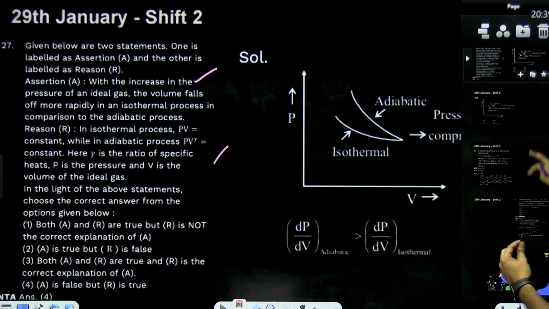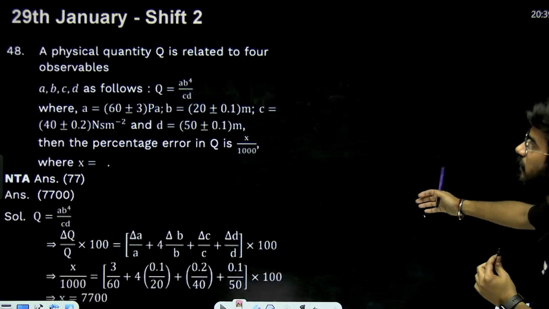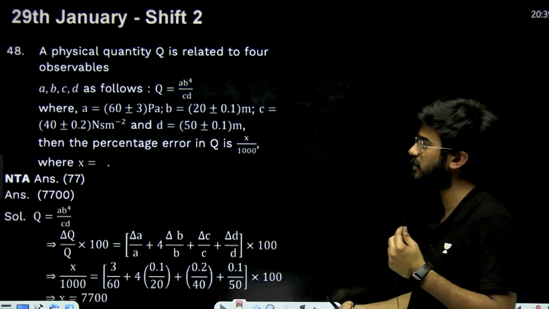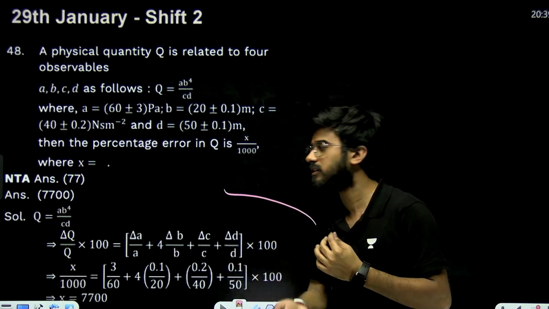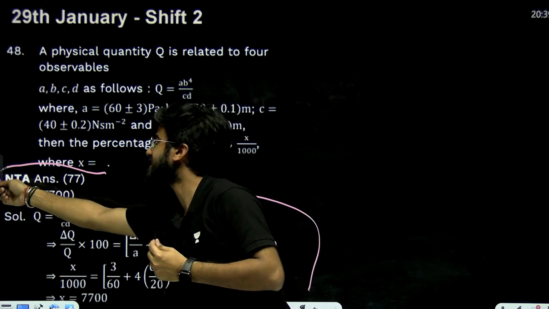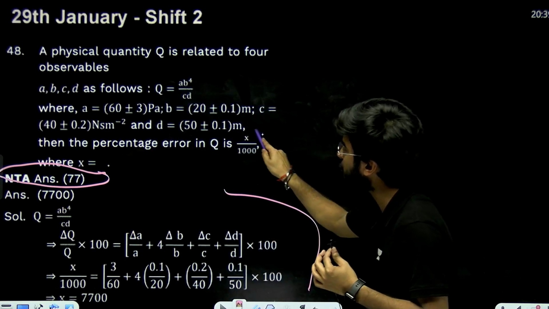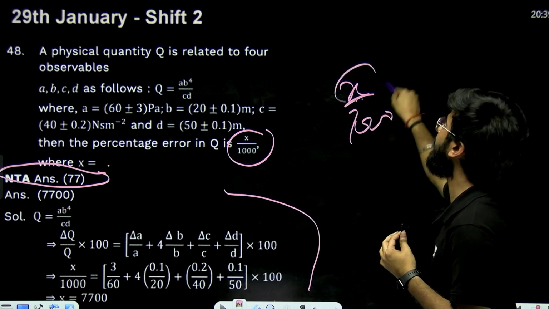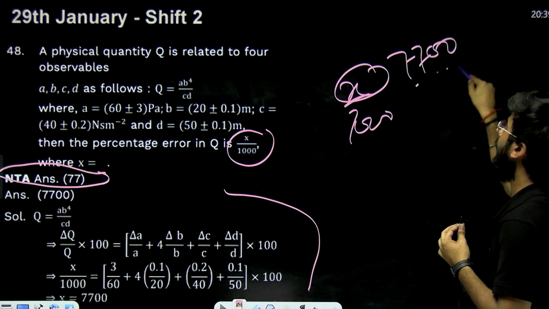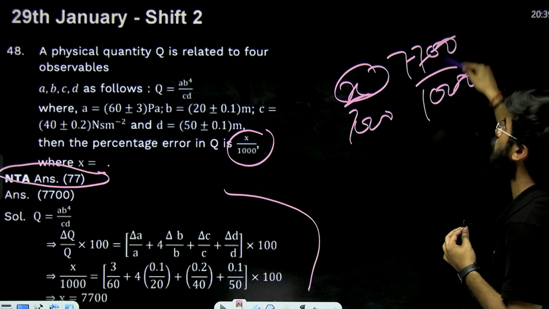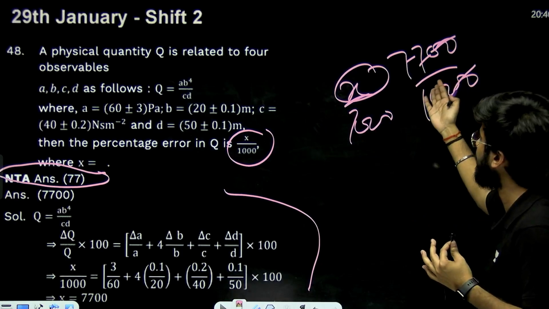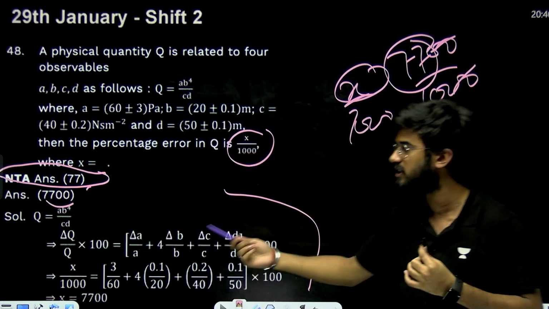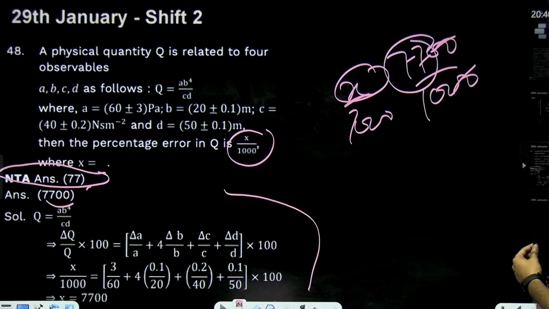Next is again a physics question, a shift 2 question. You can see the solution here, but what is the problem? They have got the answer 77, but they didn't check that there is x by 1000. If x is 7700 and divided by 1000, these zeros get cancelled. They have gone wrong here. So the answer should be 7700, not 77 in this question. So again, a controversial question.